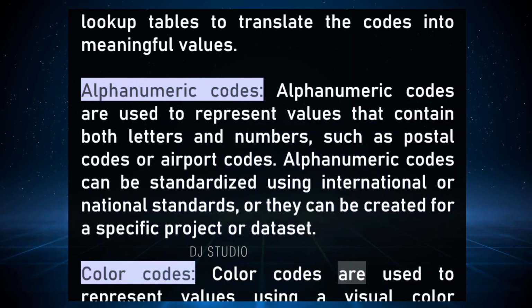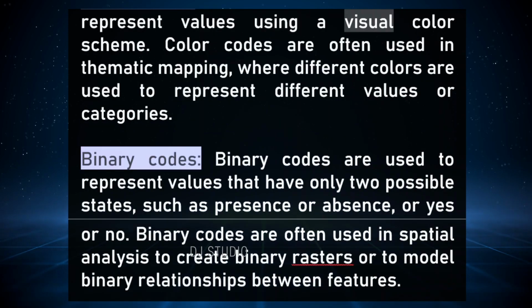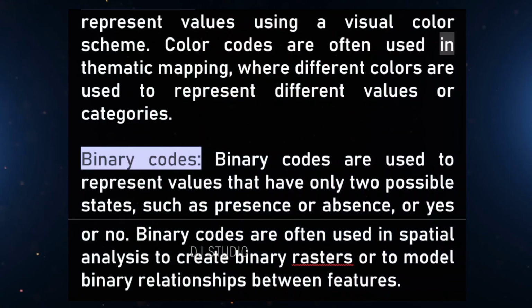Color codes. Color codes are used to represent values using a visual color scheme. Color codes are often used in thematic mapping, where different colors are used to represent different values or categories.